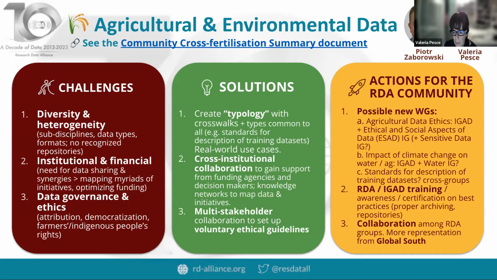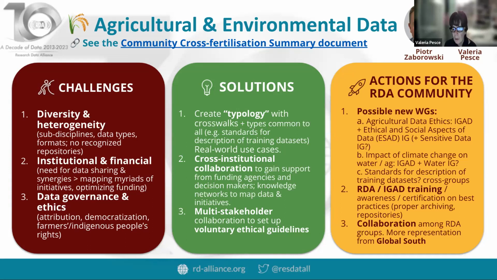Other ideas for working groups: during the cross-fertilisation workshop, an idea was to create a working group on the impact of climate change on water and agriculture. And this was together with the water information interest group. And there is an idea also to create a working group, which should be across different interest groups, on the standards for the description of training data sets.